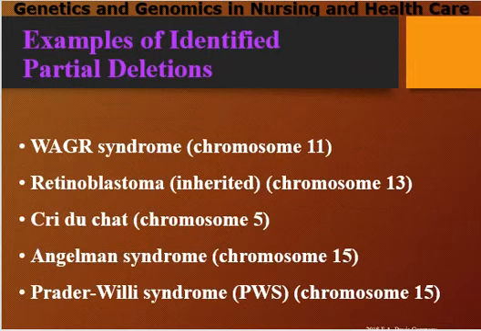Some examples of identified partial deletions would be WAGR syndrome, or Wagger syndrome, I've heard it pronounced. That is a deletion of chromosome 11. Retinoblastoma is an inherited deletion of chromosome 13. Cri-du-Chat is a deletion of chromosome 5. Then Angelman syndrome, deletion of chromosome 15. And Prader-Willi syndrome, also a deletion of chromosome 15.